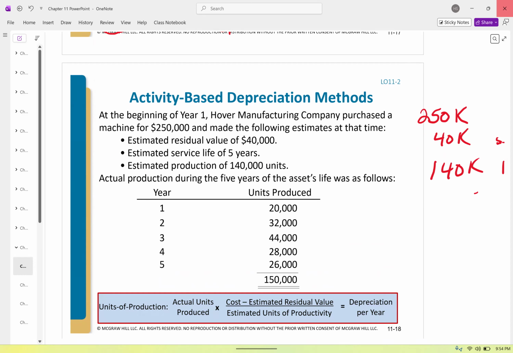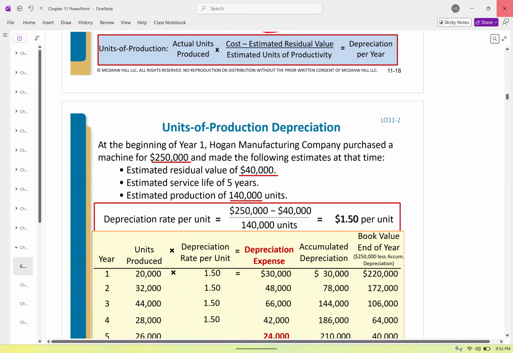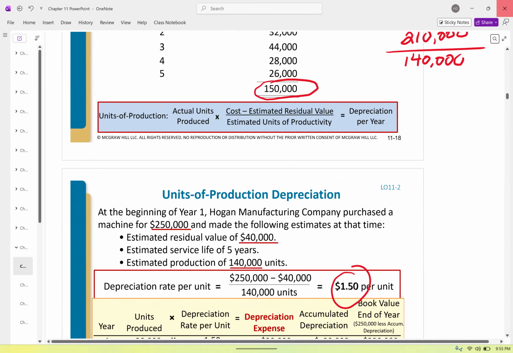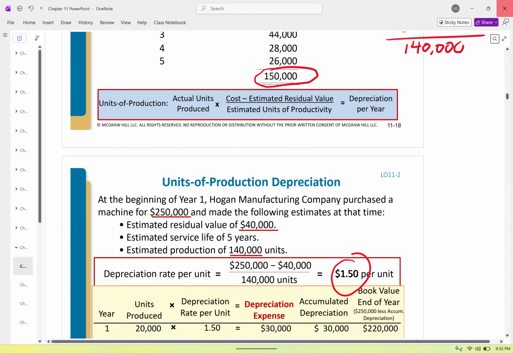So we're going to find a per unit depreciation. We still take that depreciable cost of 210,000 and divide it by 140,000. Yes, I know this says 150, but at the time of the estimate, we estimated 140, so to calculate our rate we use 140. We end up with $1.50 per unit. It's pretty easy. Year one, 20,000 units, multiplied times 1.5 gives us 30,000 in depreciation.